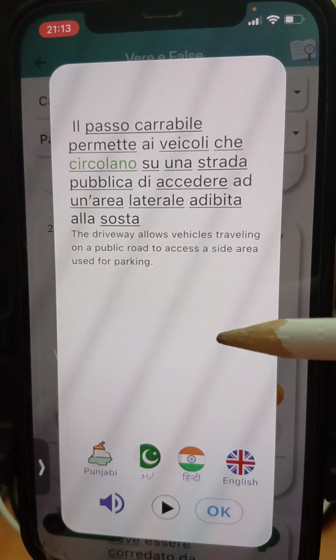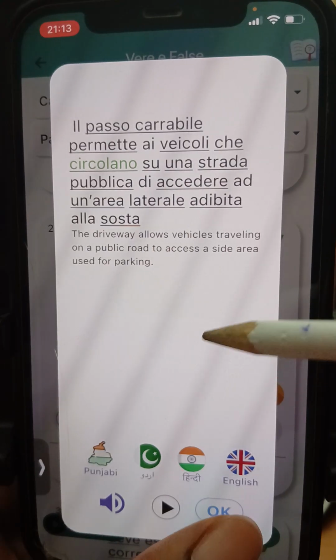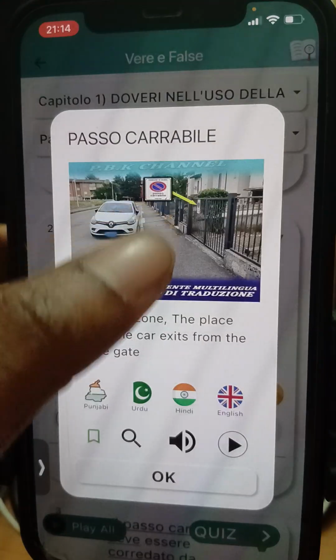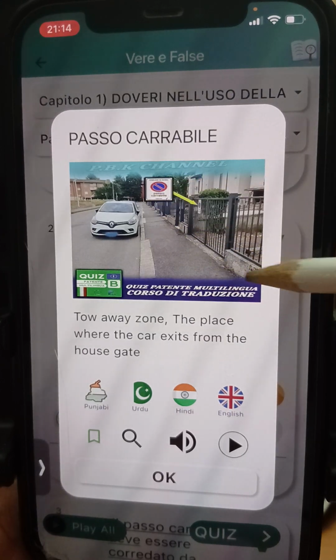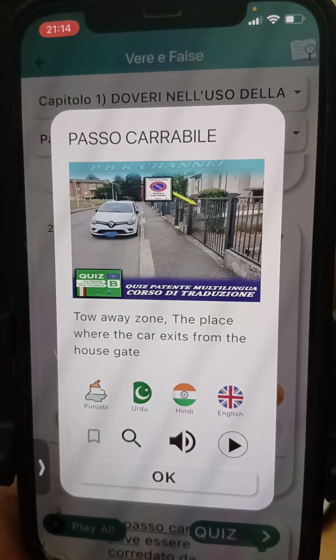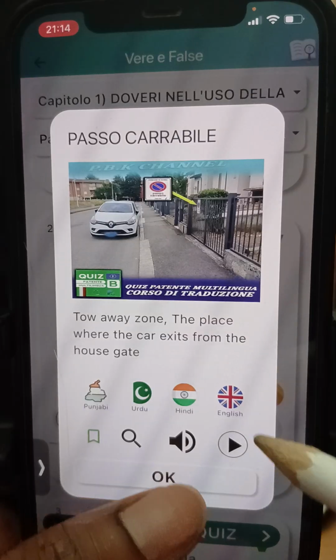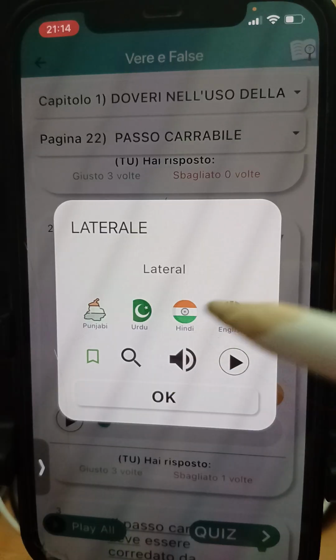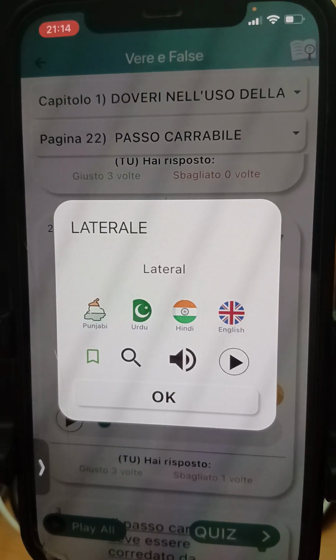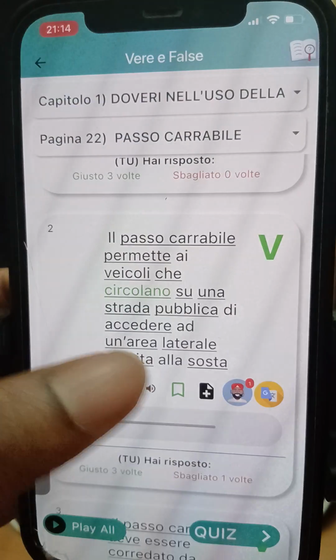Okay, if you dey for dis passo carabile now, and maybe parking space dey by the other side, you fit drive pass am, go park your vehicle from the side wey parking space dey. You can drive your vehicle to the side that has the parking space. Laterale is side. This lateral, you can write this lateral, or you can use the word side. Any of them is still okay.